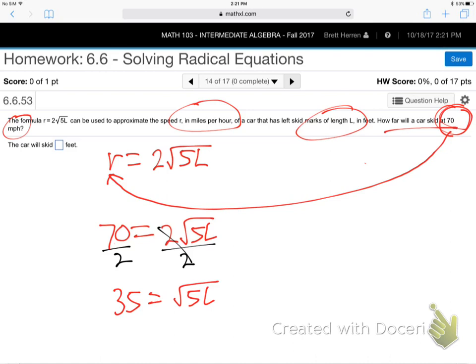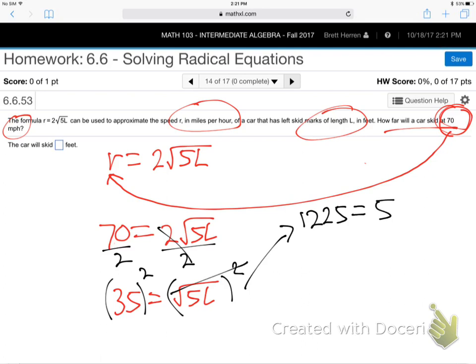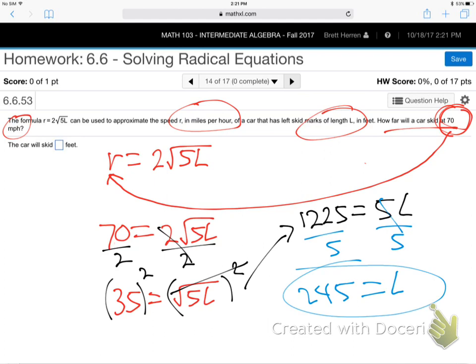And then square both sides. I get the root alone, square both sides. 35 times 35, somebody got that? 1225, thank you. And over here, the rooting just cancels the squaring, it's just 5L. Good to there. Then divide by the 5. 245. Okay, thanks. 245 feet, a long skid.